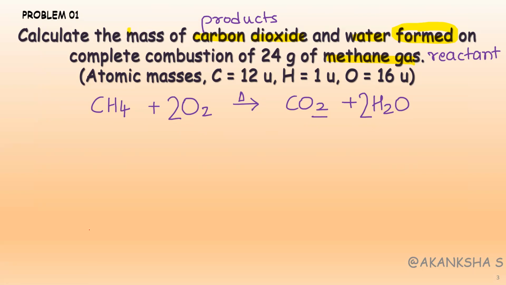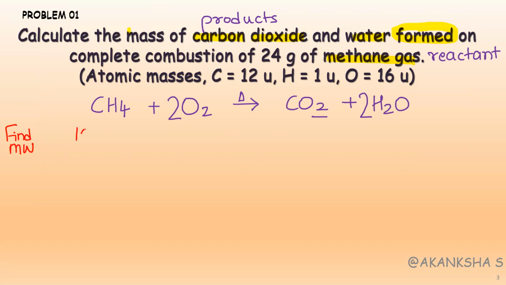Once we do the equation and we have completed the balancing, we need to find molecular weight. Molecular weight of each of the reactant and product. This happens to be step number 2. Step number 1, write down the equation, balance it out. Step number 2, find the molecular weight.